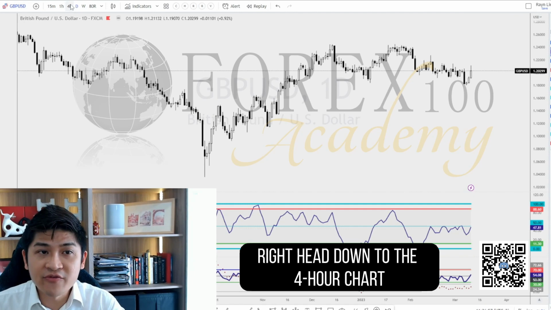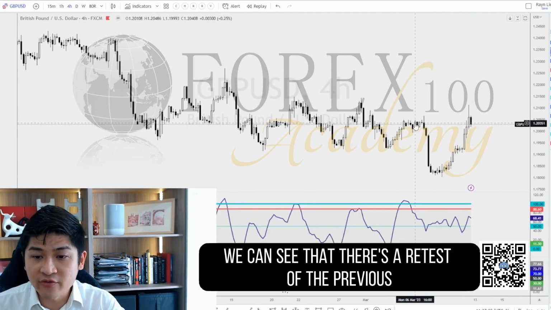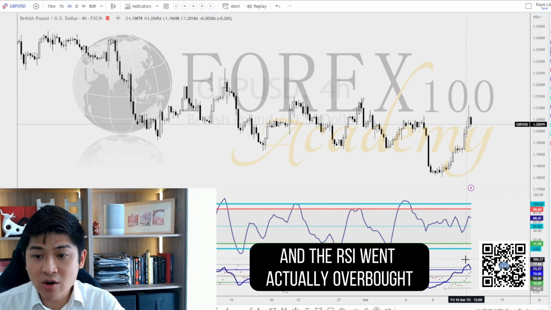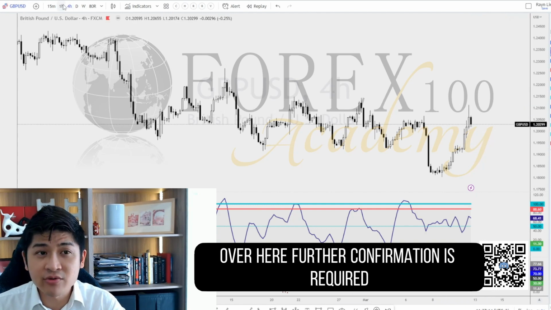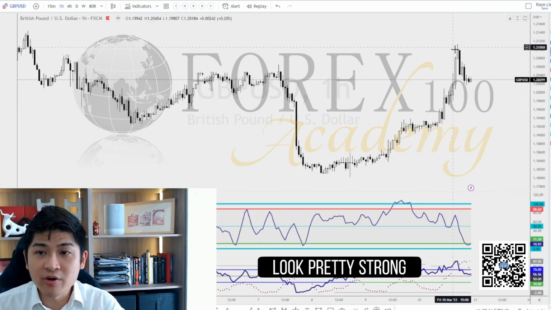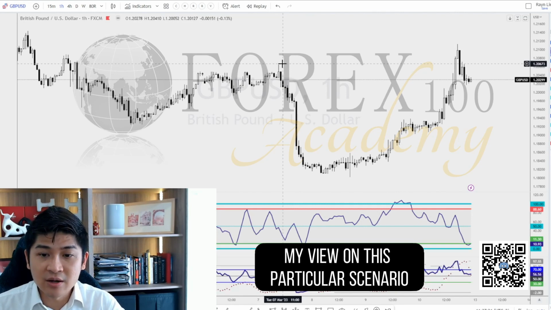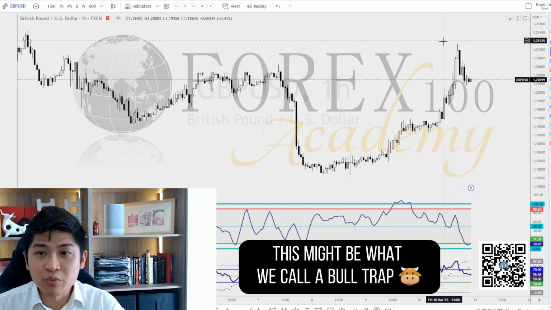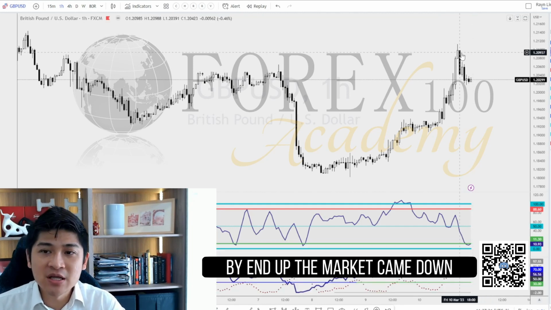All right, heading down to the 4-hour chart. This is what we have. Once again, we can see there's a retest of the previous high over here, and the RSI went extremely overbought. What we want to see is a hook down below this line over here. Further confirmation is required. On the 1-hour chart, it looked pretty strong in breaking out of the previous resistance. My view on this scenario is that this might be what we call a bull trap, meaning it traps you into getting engaged for a buying opportunity, but in the end the market came down.